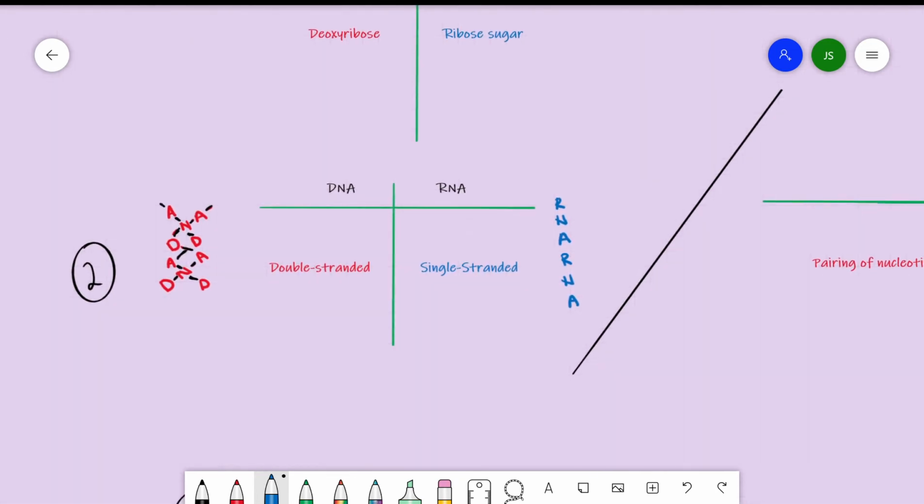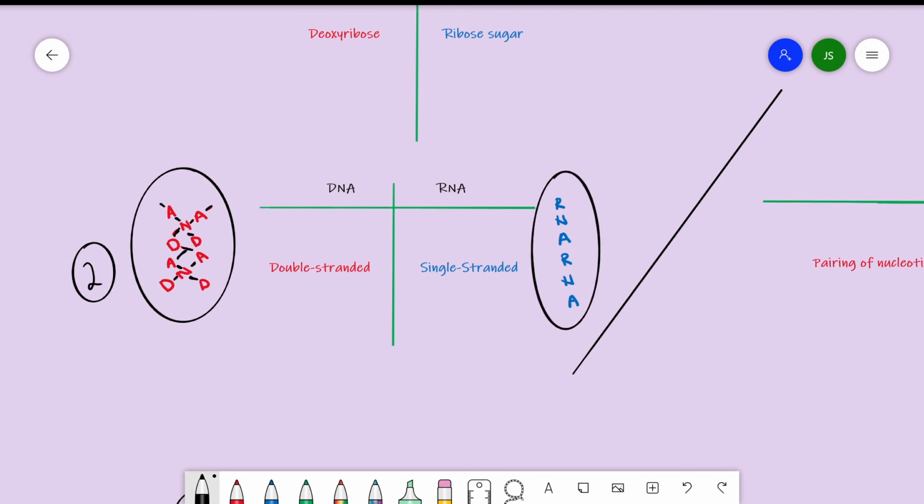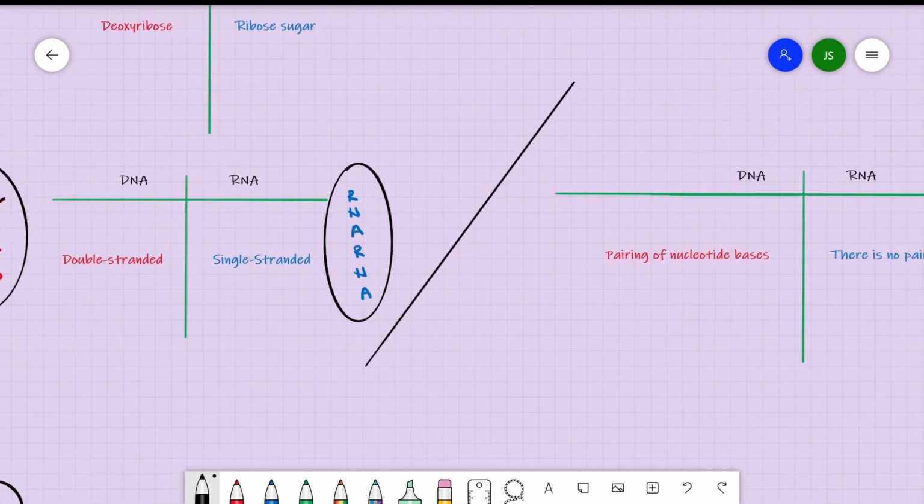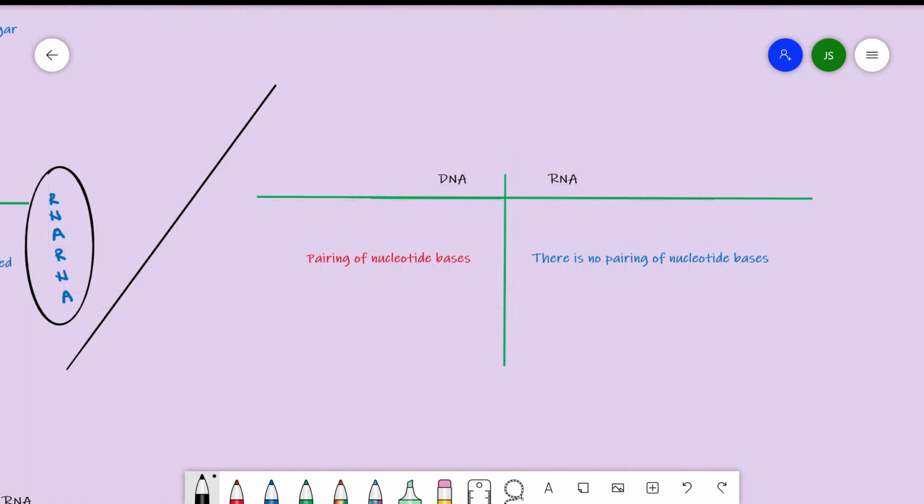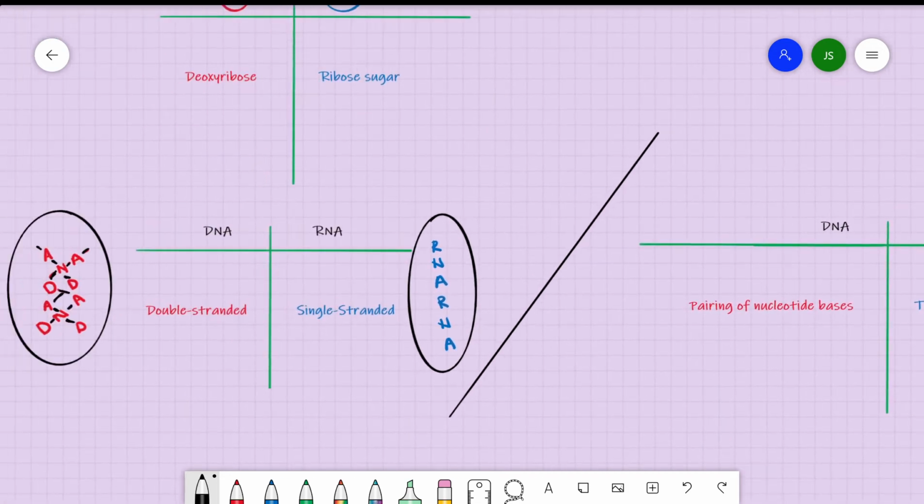Second, DNA is double-stranded, while RNA is single-stranded. Try to remember these illustrations when trying to remember this difference. An alternate way of saying this, and you could put it down as your sixth difference, is that DNA has the pairing of nucleotide bases, where RNA has no pairing of nucleotide bases.